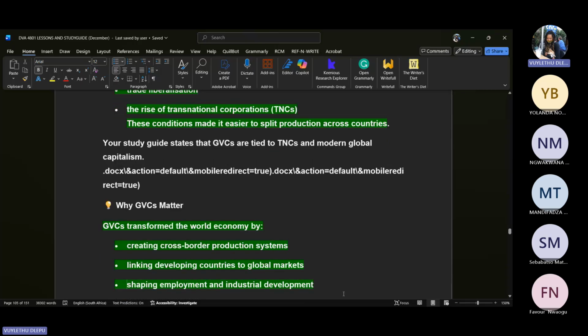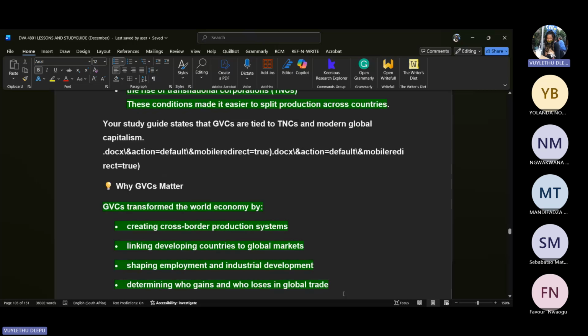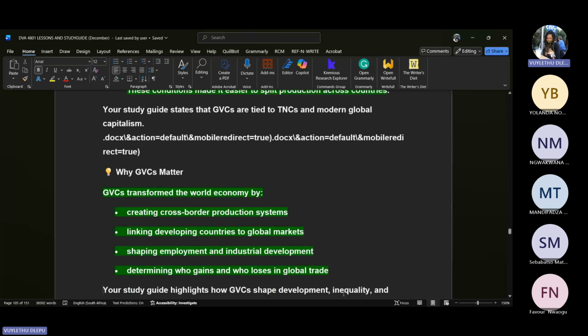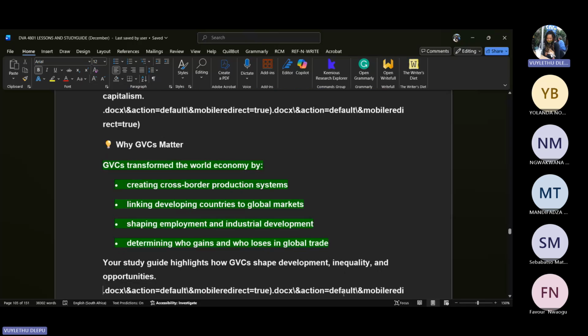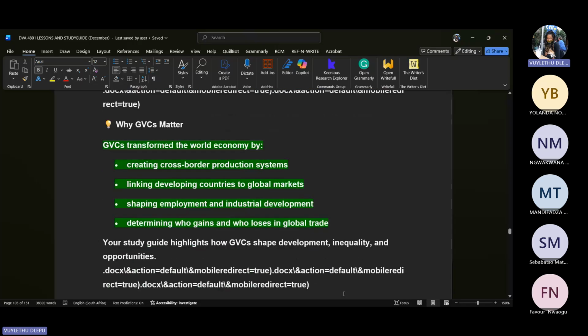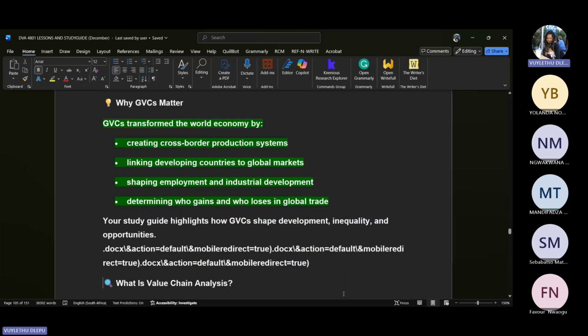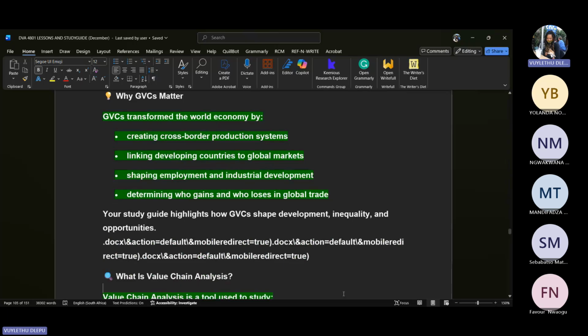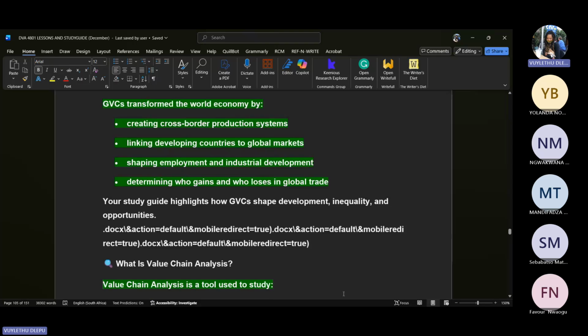Okay, now why do global value chains matter? Well, they transformed the world economy and created a cross-border production system. They linked developing countries to global markets. They're shaping employment and industrial development, and they determine who gains and who loses in global trade. The study guide highlights how GVCs shape development, inequality, and opportunities. Fine, that was global chains.